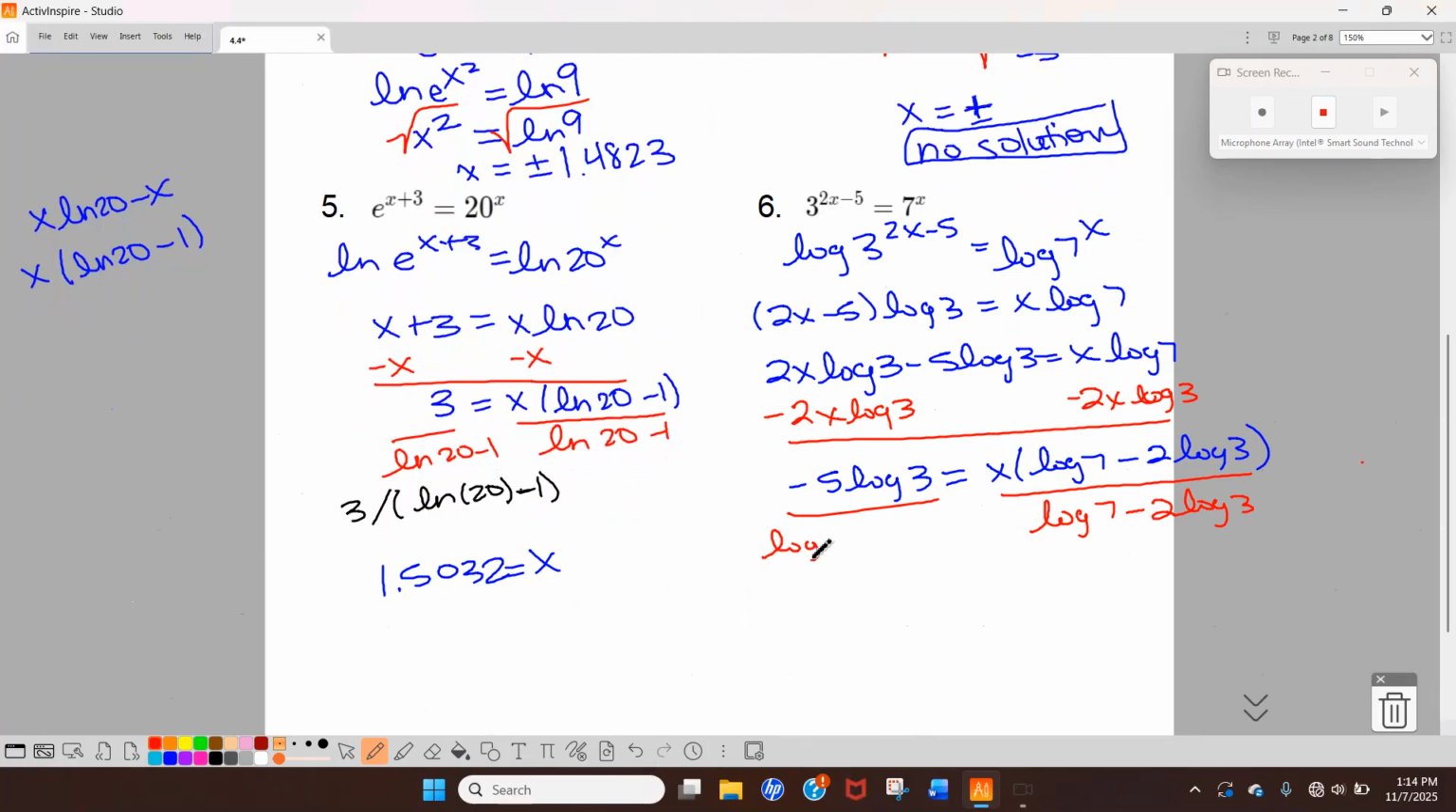All right, and then so many parentheses that have to go in the calculator. So in your calculator, to find x, we're going to need negative 5 log 3 in its own parenthesis divided by, and then this log 7 minus 2 log 3 in a parenthesis. All right, so all of those parentheses are necessary to make sure that the order of operations is followed.